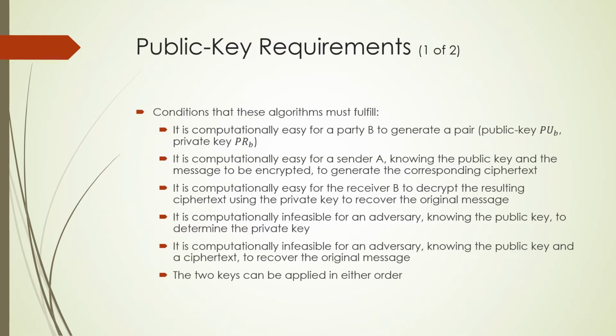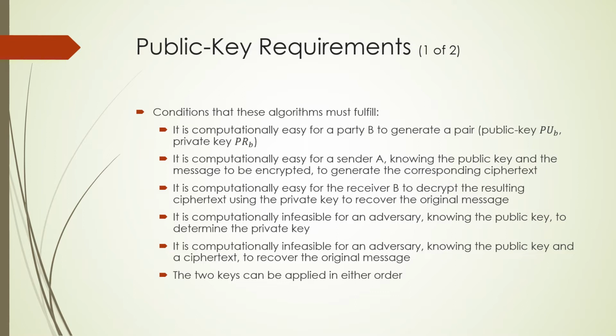Now let's check out the general requirements of public key crypto systems. The first one is that it should be computationally easy for a party like B to generate a pair of public and private keys. So every party in the network can easily generate their own public key and private key. Second, it's computationally easy for a sender like A, knowing the public key and the message to be encrypted, to generate the corresponding ciphertext. That basically means the encryption algorithm should not be computationally heavy.